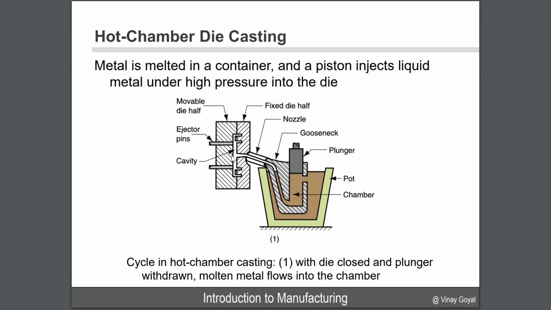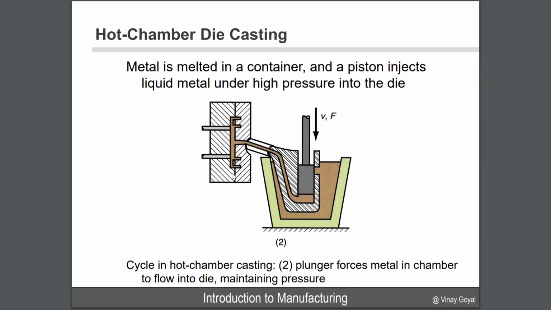This is the cavity we're interested in. So what you're trying to do is close this die and then apply pressure to push the metal through this nozzle into this cavity. So that's what's going to cause it to go in there. The metal is melted in the container, and a piston will then inject the molten material successfully.